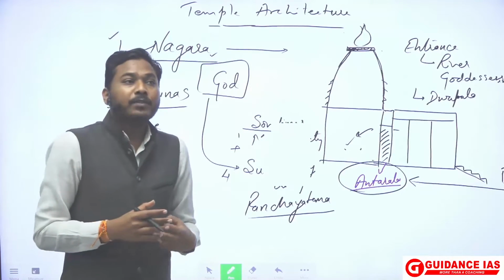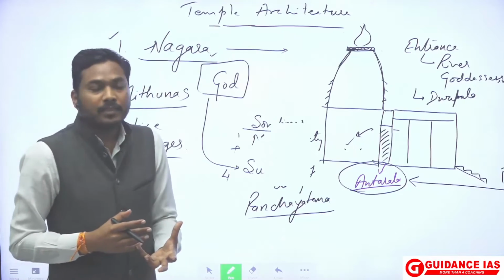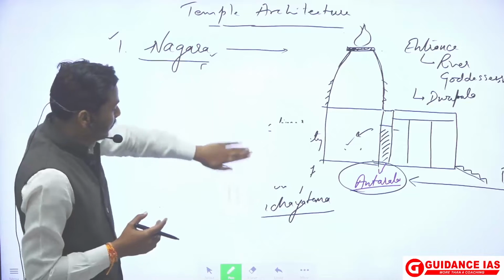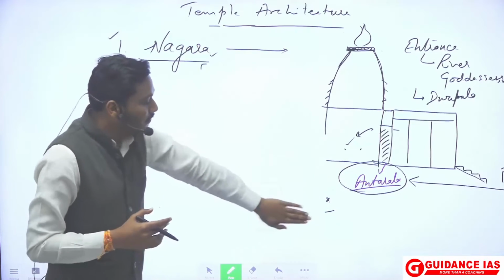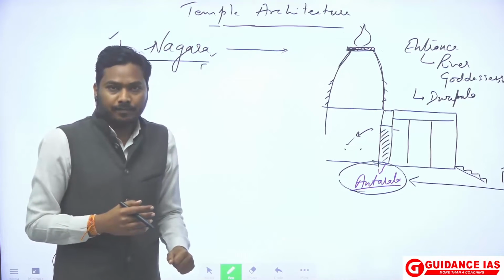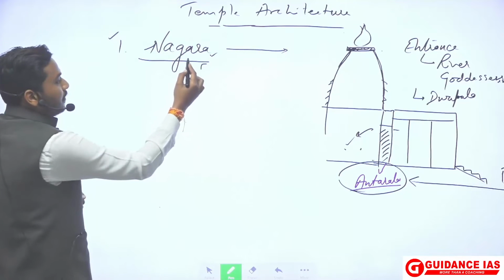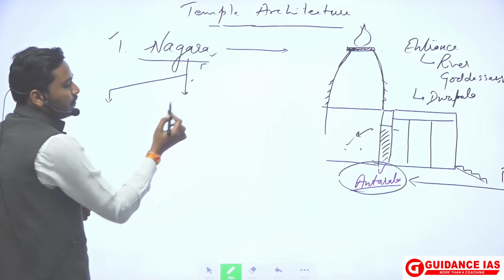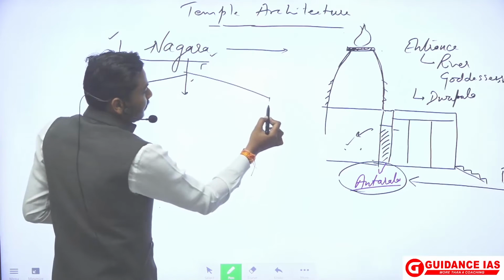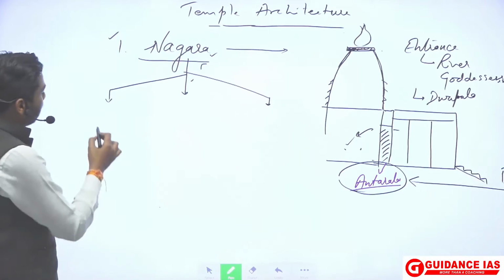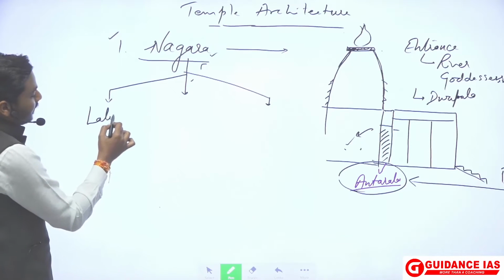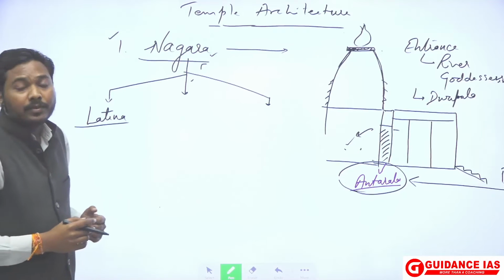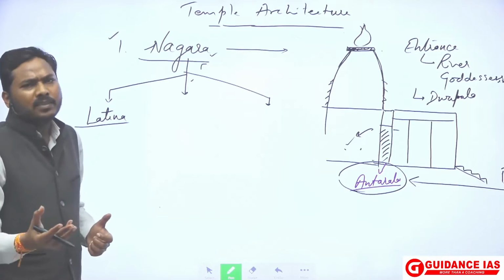Now, when we go into detail of this Nagar style, there are certain subdivisions of this Nagar style as well. Clear? Now, what are these subdivisions? There are three subdivisions of Nagar style. The first one is Latina, the Latina style of temple architecture of the Nagar category.